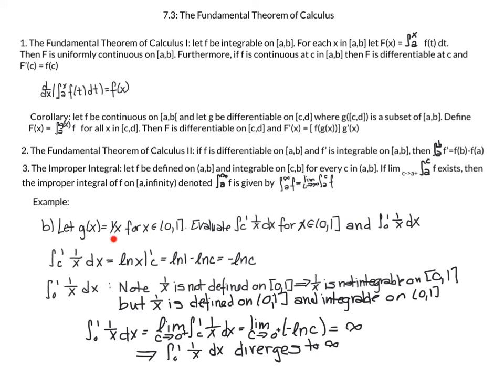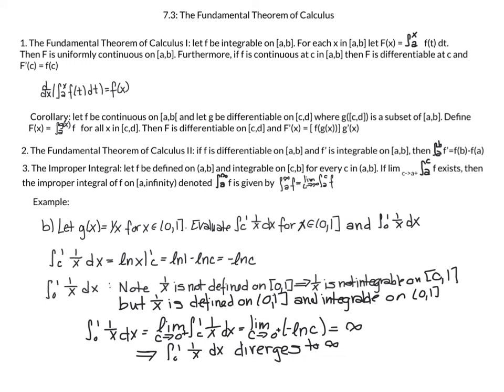Our next problem is let g of x equal to 1 over x for x in the half-open interval 0 to 1. So again, we have this problem when x is equal to 0. We want to evaluate the integral from c to 1 of 1 over x dx for c in the open interval, and also the integral from 0 to 1 of 1 over x dx.